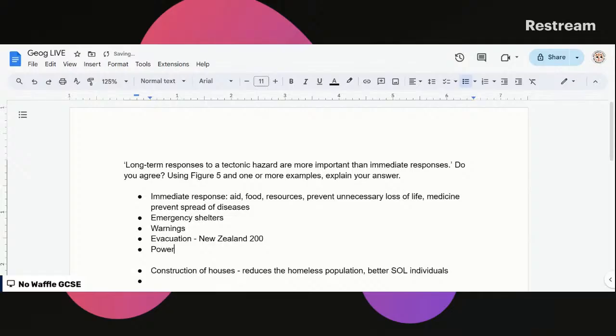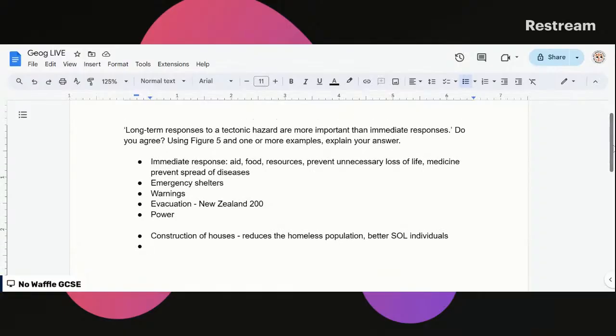The restoration of power being restored, but sometimes that actually counts as a long-term response because it takes a lot of time to reconstruct all of those things. Really good examples there. So rescue teams, evacuation, well done. Now looking at long-term responses and how some of those might be more important. So long-term responses, you've literally got things like reinvesting in tourism, because tourism is often a way for the low-income countries to accumulate funds to then fund the rebuilding and construction.